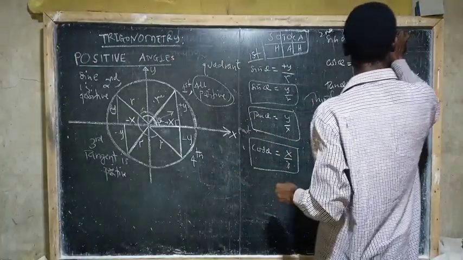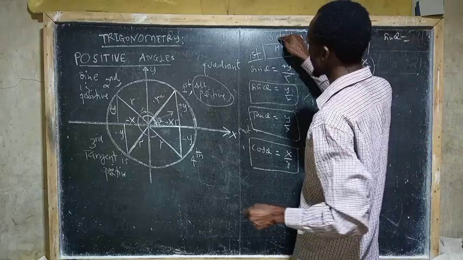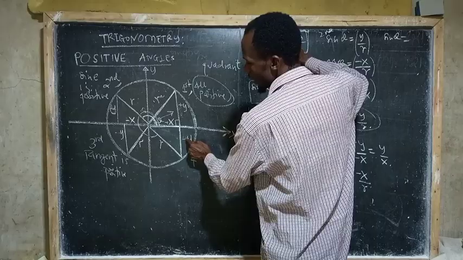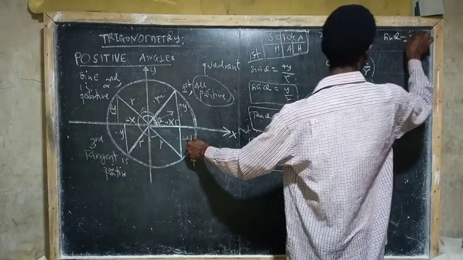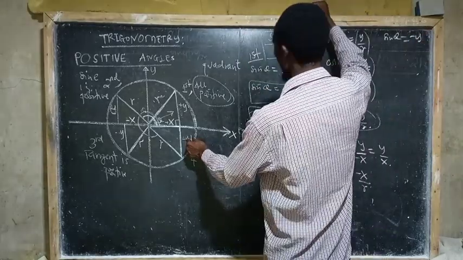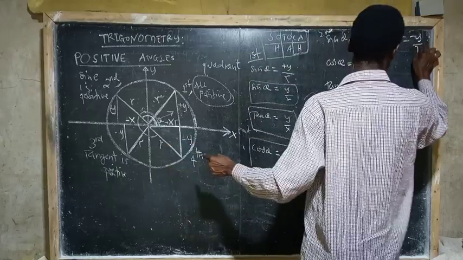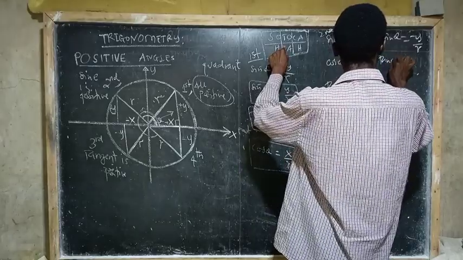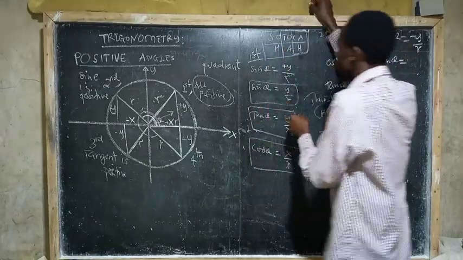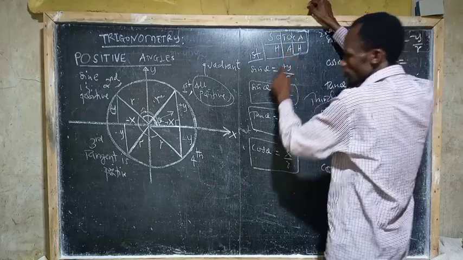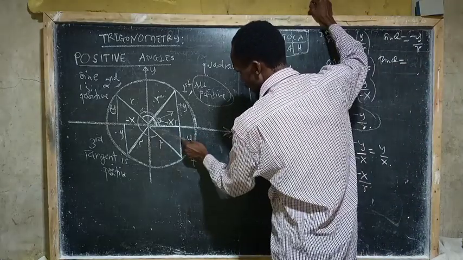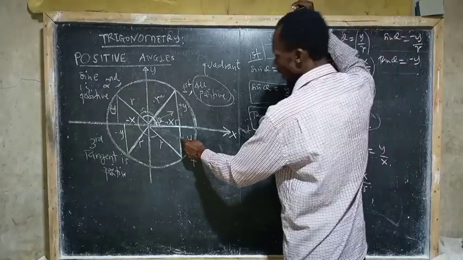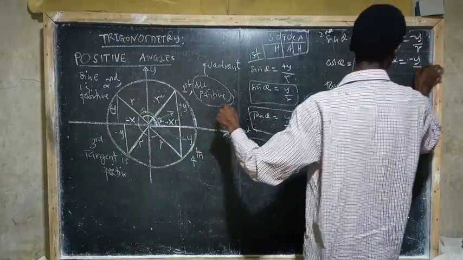So let us see. Now, sine of an angle is equal to opposite over hypotenuse. This is the opposite of the angle. Now, opposite is negative y, over hypotenuse, which is r. And also it is negative. Then for tan of an angle, tangent of an angle is opposite over adjacent. Opposite is here. Then it is negative y over adjacent, which is the positive x.